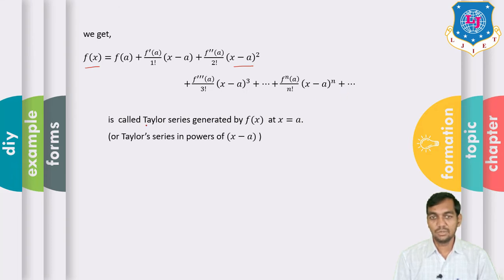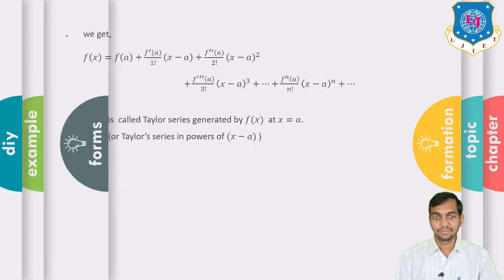Correct? This is called the Taylor series at a point x is equal to a, or the Taylor series in the powers of x minus a. Please remember this. This is the basic Taylor series. So if you are asked for the Taylor series, you have to find out the values of f(a), f'(a), f''(a), and substitute all the values here. That will give you the Taylor series of a given function at a given point x is equal to a.